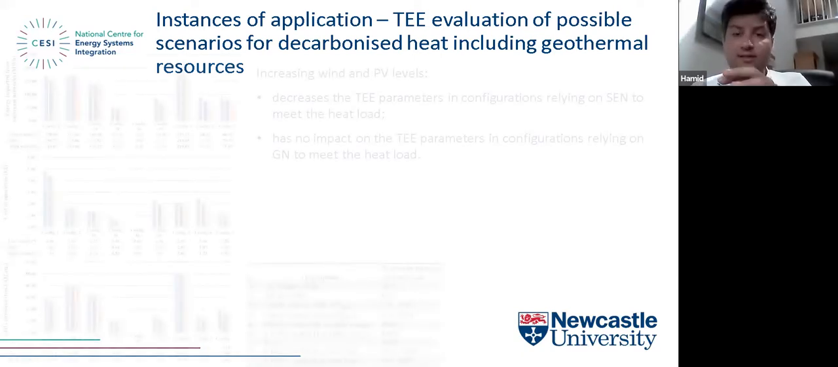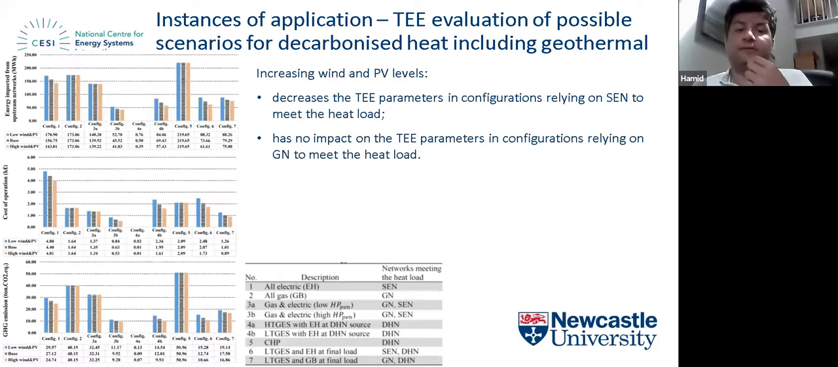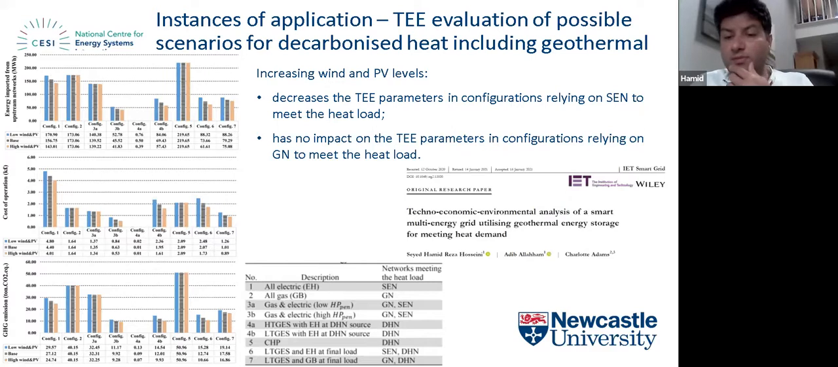Another scenario with this work that we did: if we have some increase in the wind and PV levels, how are these scenarios compared, and how does that impact the rank of this scenario? I don't present the last one, but for example, with an increase in wind and PV levels, we see some decrease in TT parameters of the configurations relying on the electricity network, but nothing on the gas network side. This paper was published in IET Smart Grid.